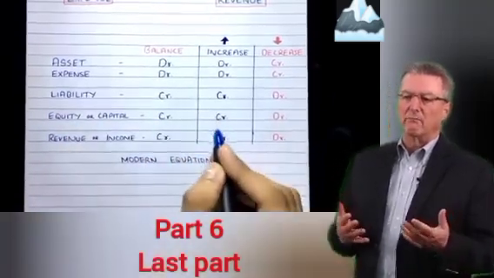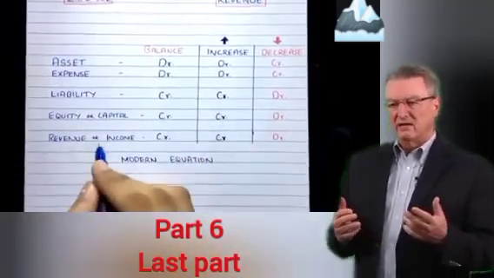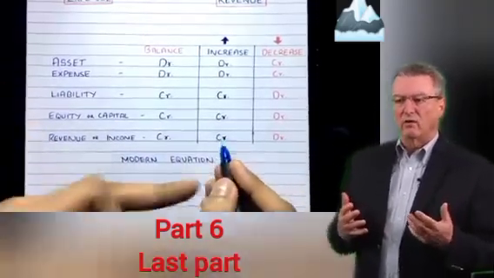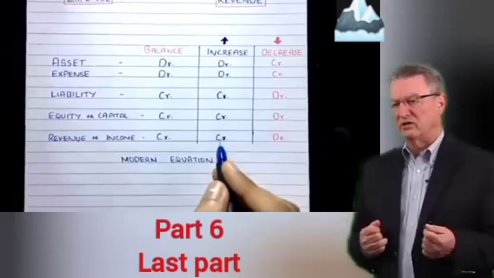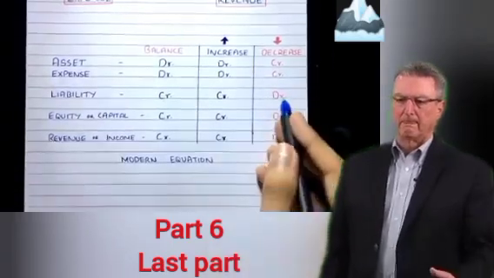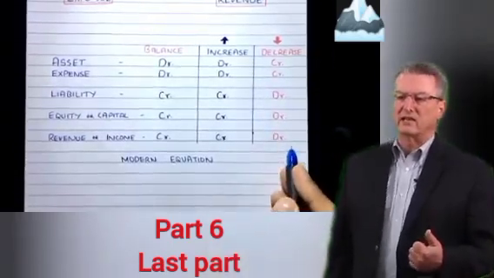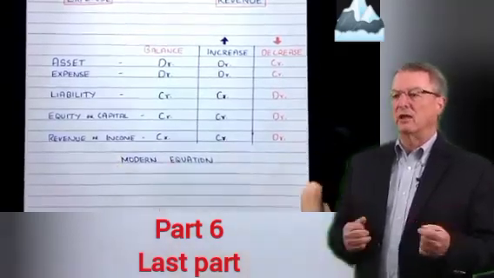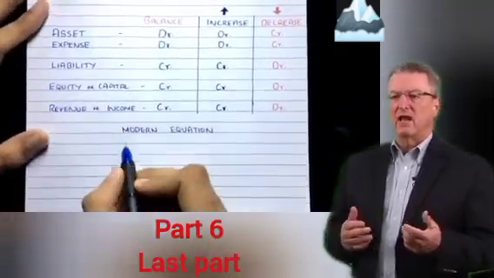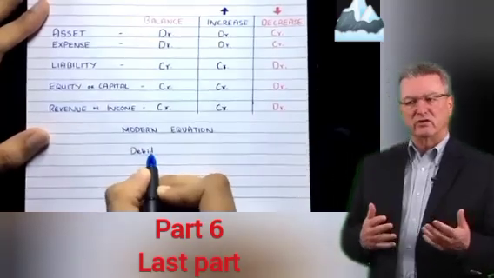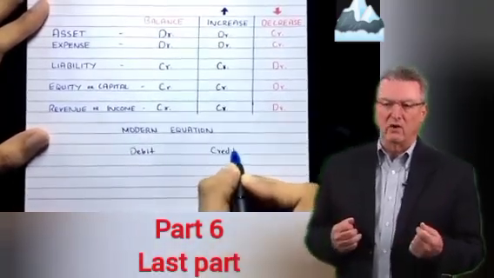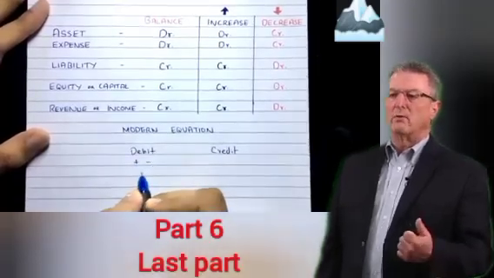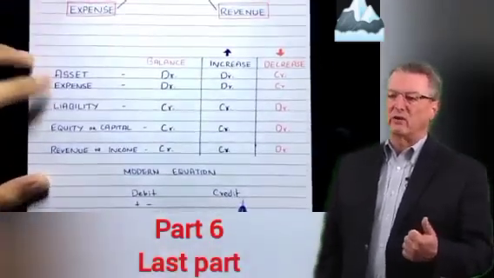To increase them, you have to credit them. Revenue or income: whenever you get revenue, that means revenue is increasing, so you have to credit revenue. Whenever they decrease, you do the opposite, you debit. Simple. This is the modern equation. So from here you can understand that debit doesn't mean plus or minus, and credit also doesn't mean plus or minus. It can be both, because it depends upon the type of element.